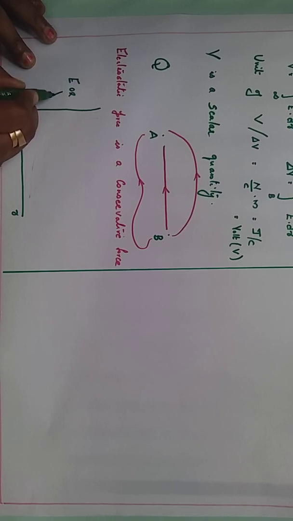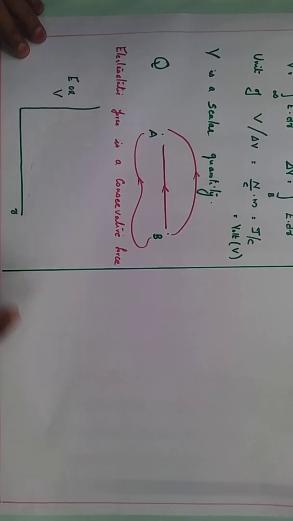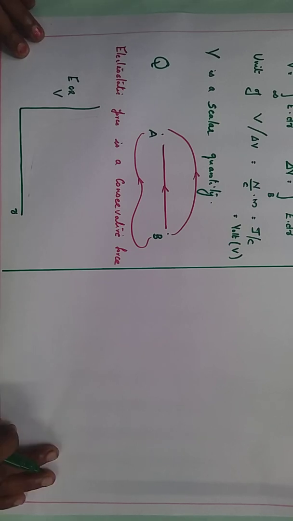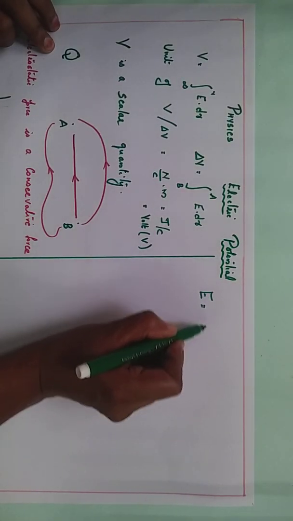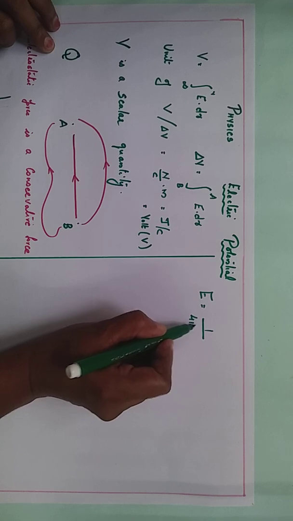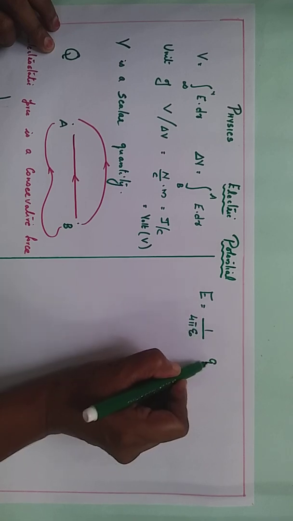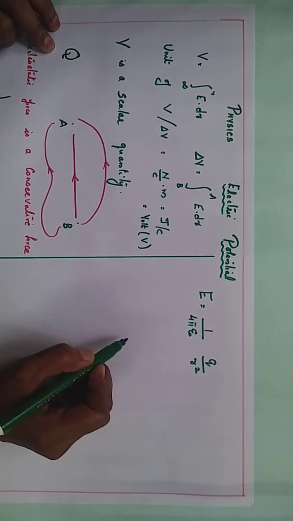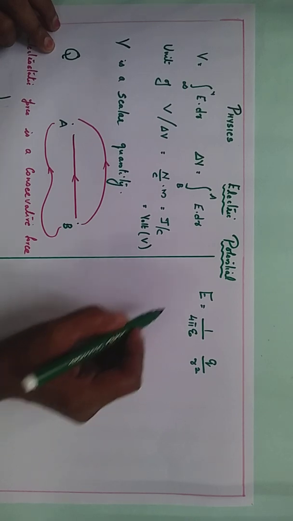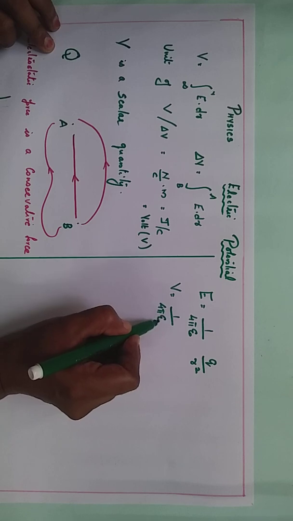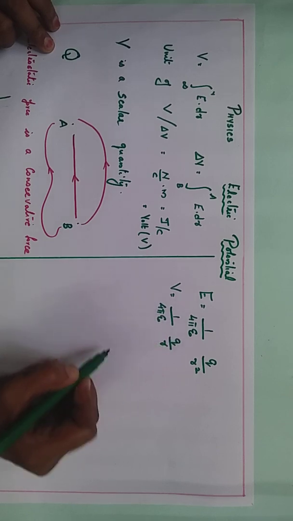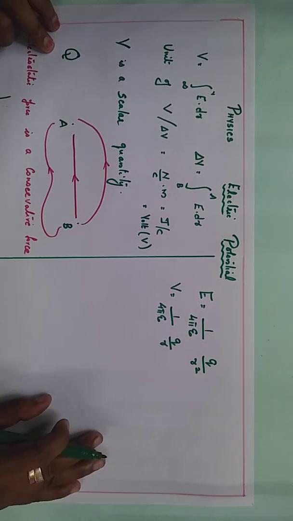Now, if a graph is plotted with the electric field or potential along the y-axis and distance along the x-axis, what is the variation of electric field and potential with distance? Again, in the last chapter we have studied the formula for electric field: E equals 1 by 4 pi epsilon 0 q divided by r square, the electric field at a point due to a point charge. And potential is given by 1 by 4 pi epsilon 0 q divided by r. This is the formula for potential due to a point charge.